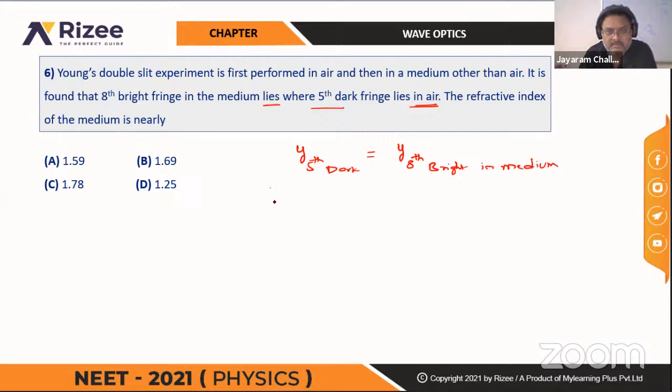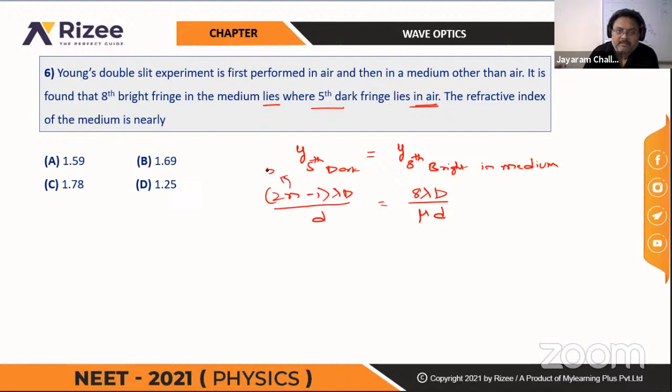What is the formula for the dark fringe? It is (2n minus 1) into lambda into capital D by 2 small d. And when we have introduced the medium, lambda will be changed to lambda by mu. So it will be 8 lambda into capital D by mu into small d. Here the n value is how much? 5. So when I replace and solve this, this will become 9 lambda capital D by 2 small d. Capital D small d can be removed here.